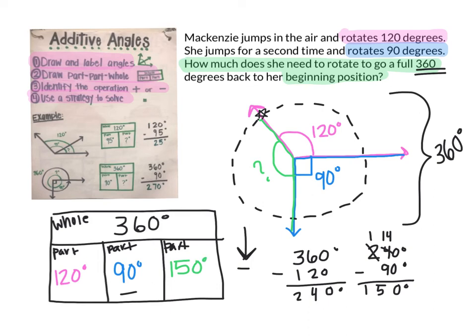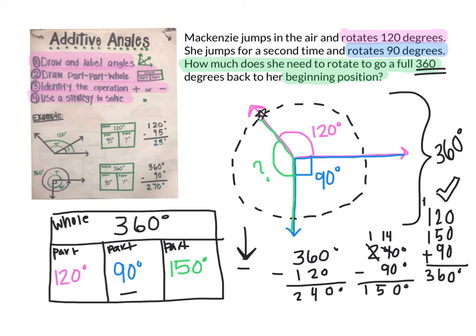Now, last thing we can do is we can add all 3 parts up to see if they equal our whole. That's a really good way to check our work. So we're going to check our work right over here. We've got 120 degrees, 150 degrees, and 90 degrees. Let's add those up. We've got 0, 16, and 3. 360 degrees. That matches.